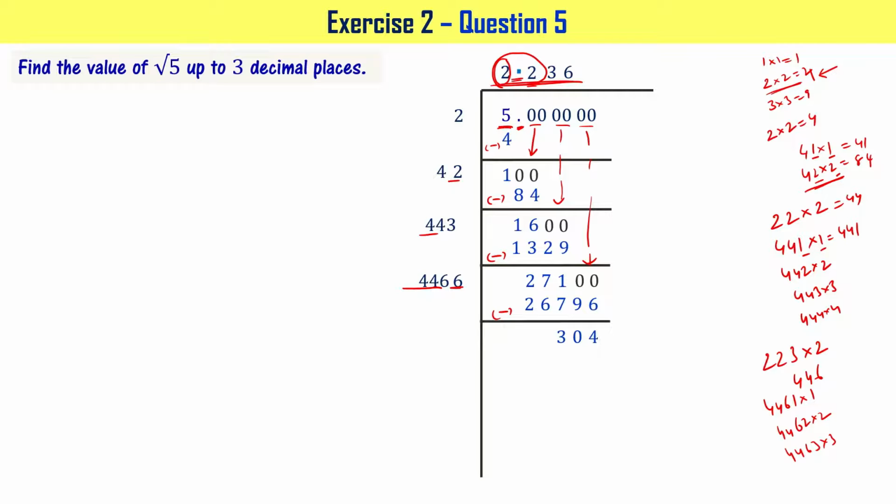You can bring further zeros down, right? But I'm stopping here because we are asked to express root 5 up to 3 decimal places, right? Now look at this. 2.236 is the number we are looking for. Root 5 equals 2.236 and so on, right?